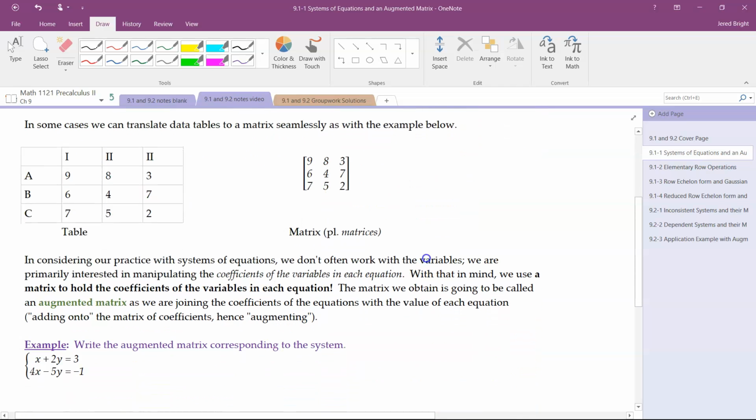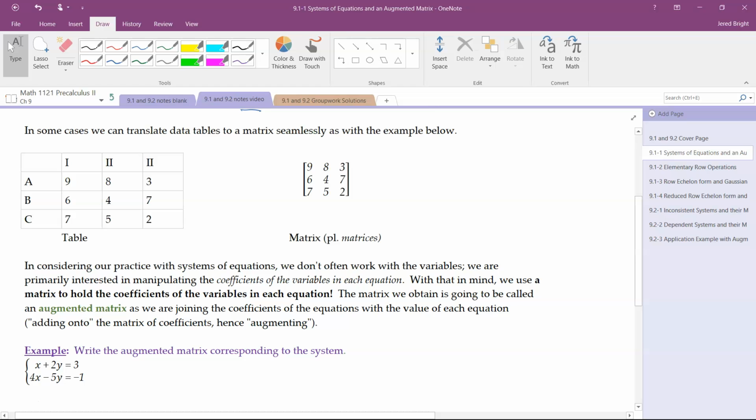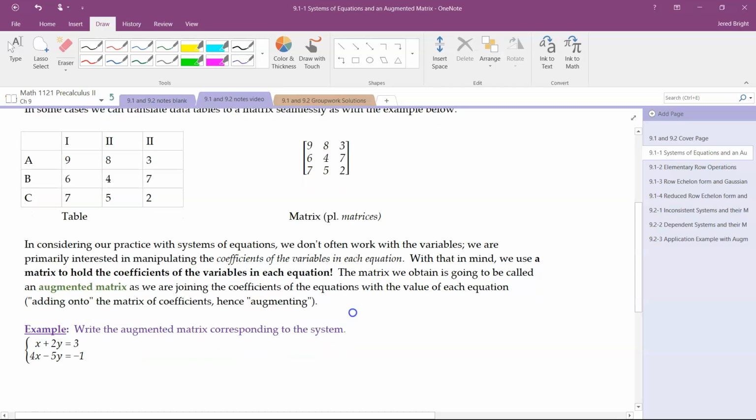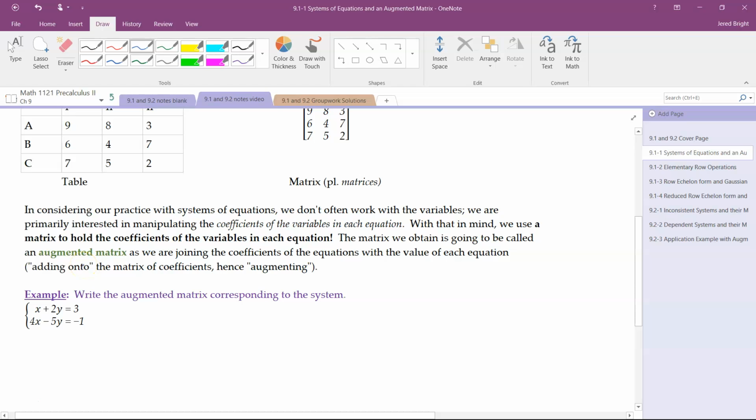When we think about our systems of equations, we don't really work with the variables that often, x, y, and z mainly. We mainly do operations with the coefficients. So what we're going to end up doing when we translate from a system of equations to a matrix is pluck off those coefficients. When we do that, we're going to get what we think of as the coefficient matrix, those coefficients of x, y, and z, but we're going to join it with the solutions as well, at least in this case, the 3 and the 1. And when we join those coefficients with those solutions, we get what we call an augmented matrix.